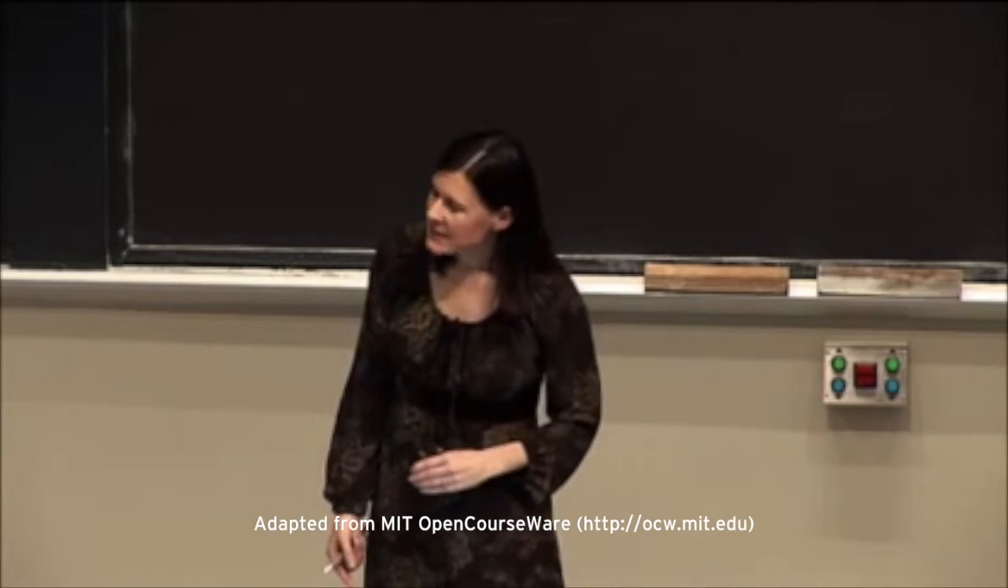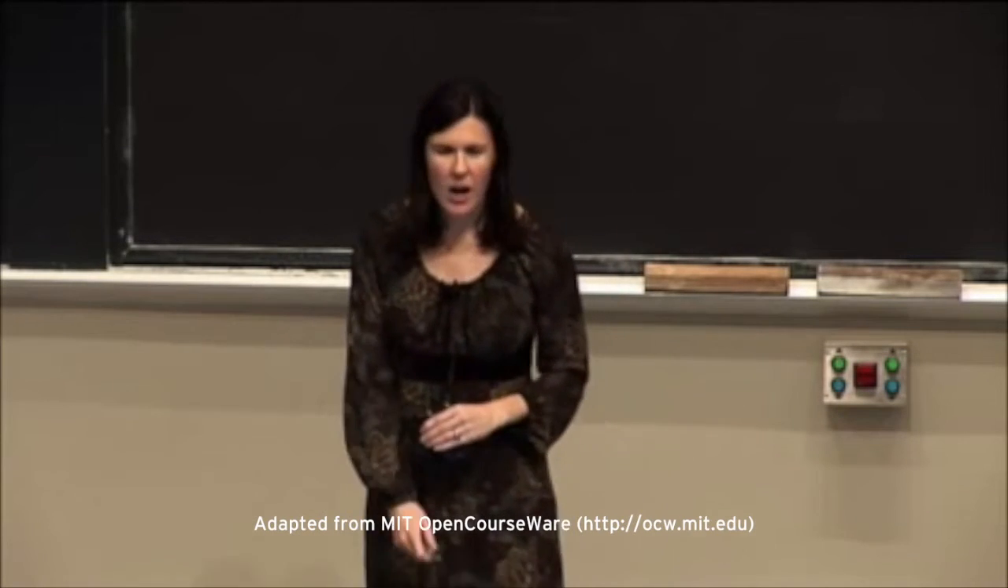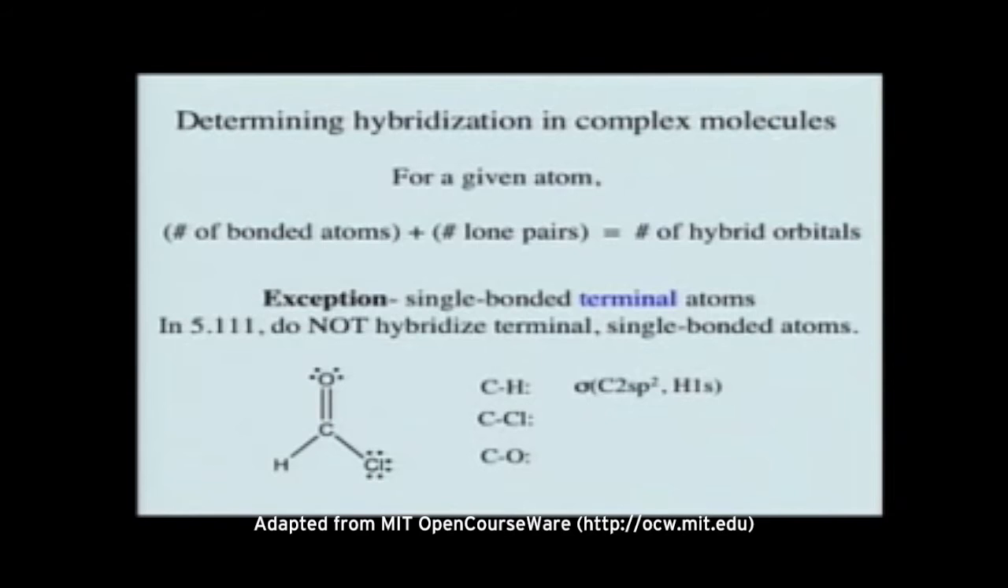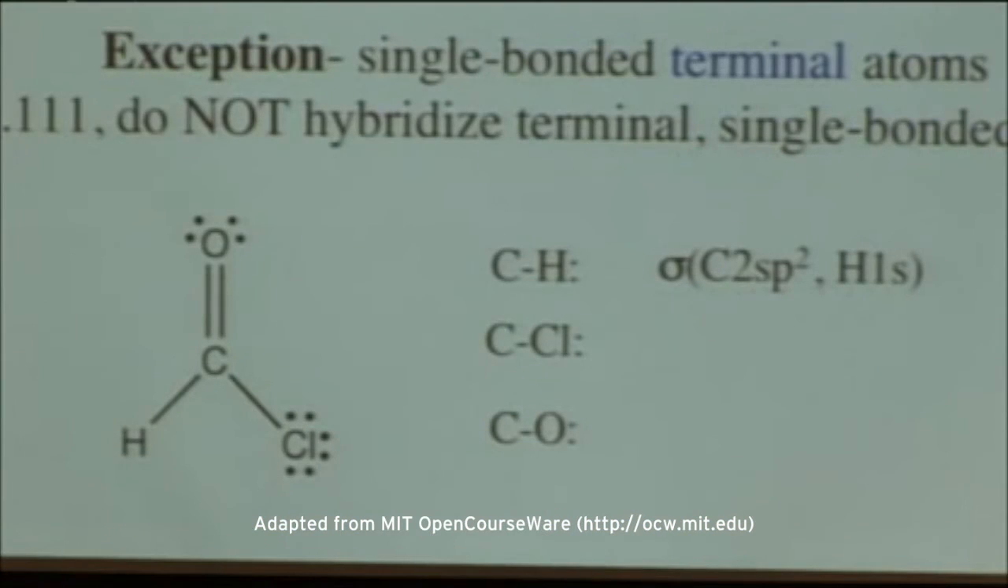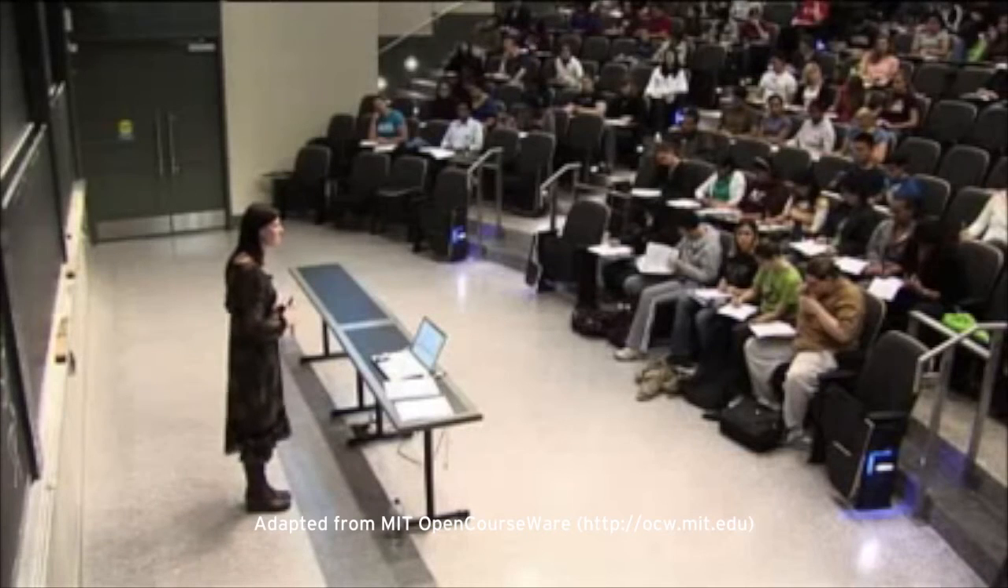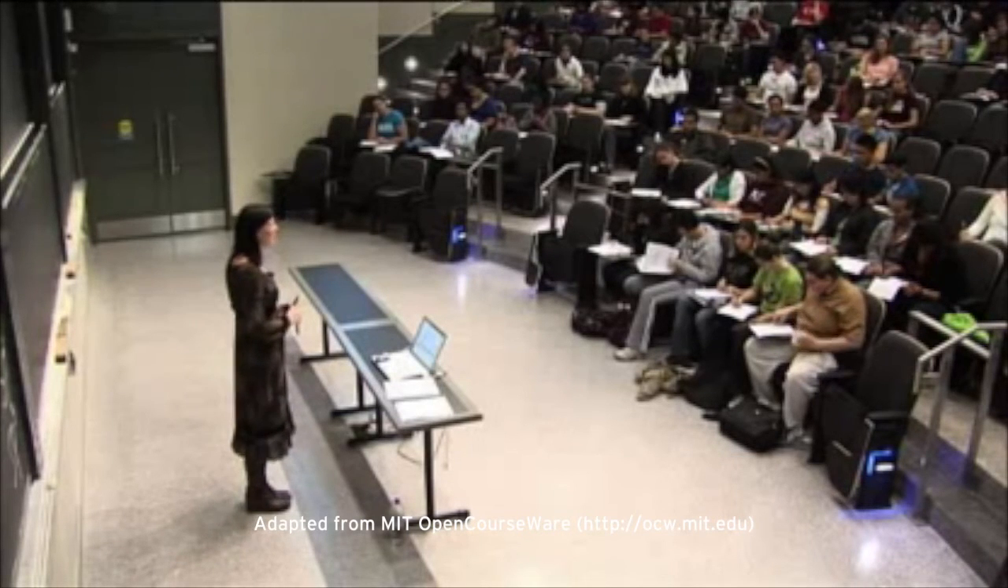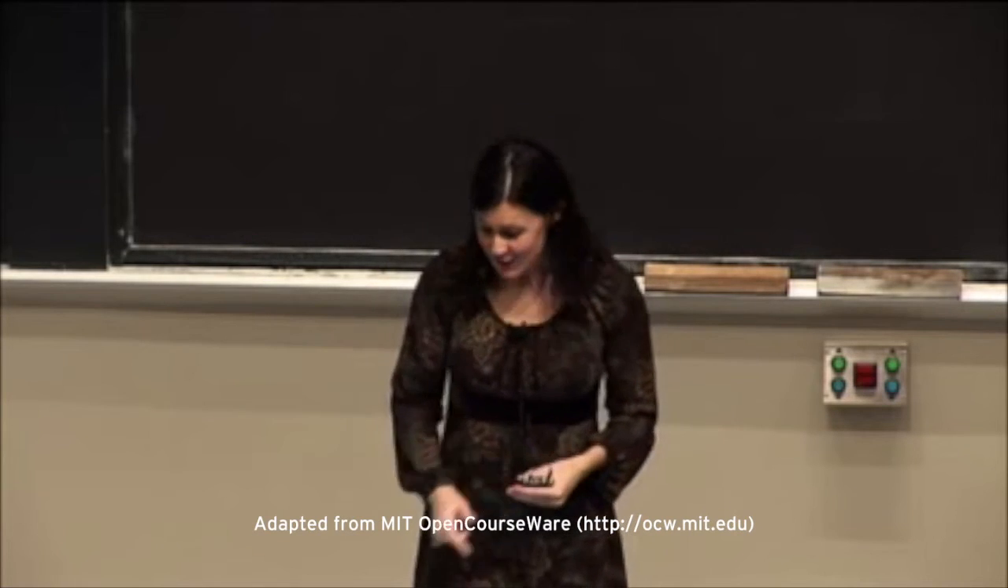If we're talking about the C-H bond, it's a sigma bond because it's a single bond, and it's carbon 2sp2 bonded to a hydrogen 1s orbital. Now let's take a look at the carbon-chlorine bond. Again, carbon is still 2sp2. It's the same carbon atom, and it's a sigma bond because it's a single bond. But what about the chlorine? What atomic orbital is going to be bonding in the chlorine? They're all p's, which is a good start.